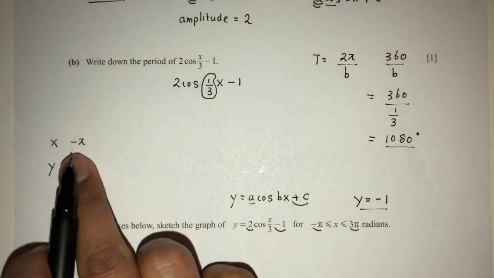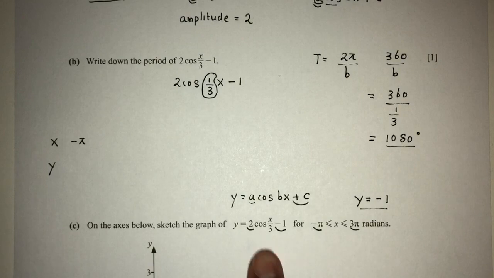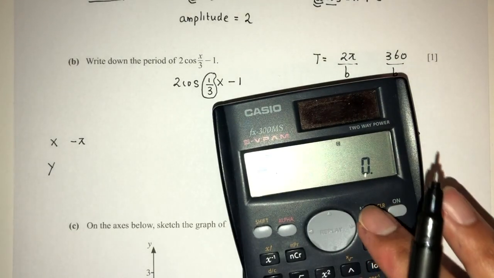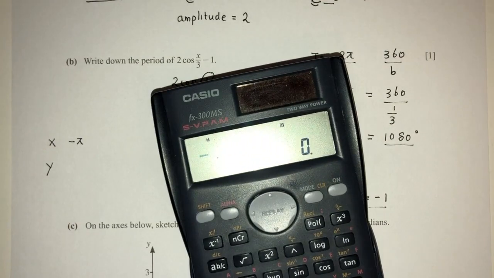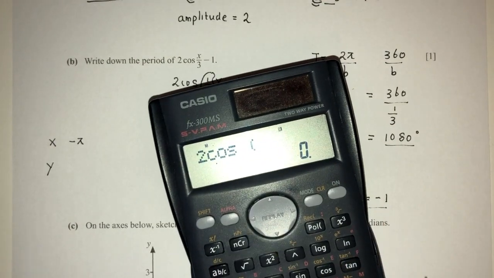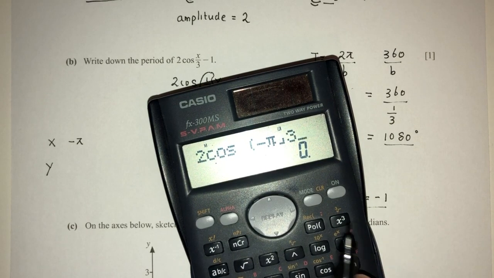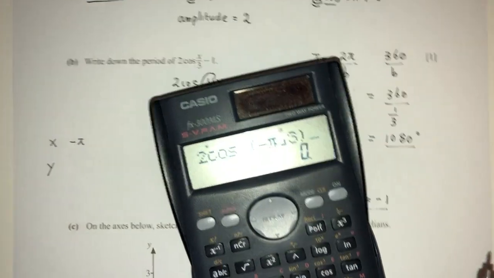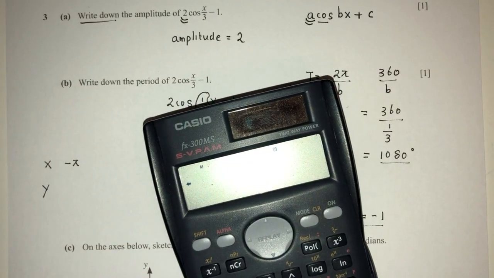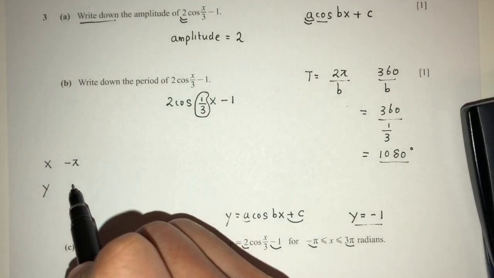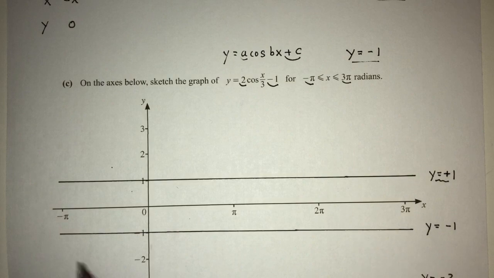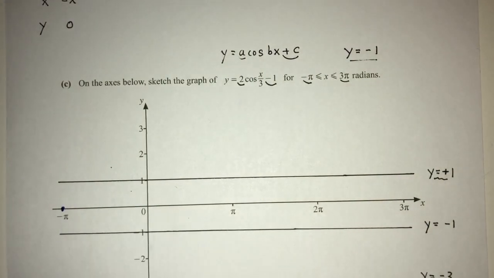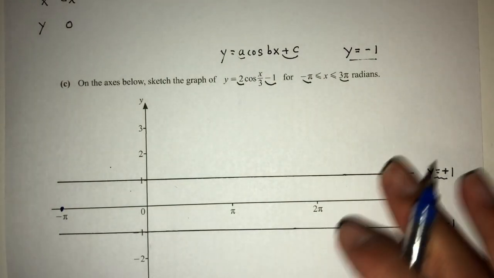So I can first begin with this value, minus pi. What is the value of y when x equal to minus pi? Replace in your equation. So here we have to use radians, right? So you will have 2 cos of minus pi over 3 minus 1. So minus 1 is afterwards, at the end. So we will have 0. So at this value, it will be 0. So let's make this mark on the graph. So minus pi will be 0, will be right here. Then we can test the other values.